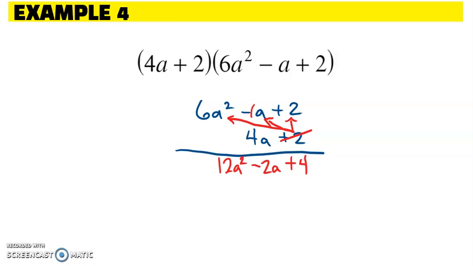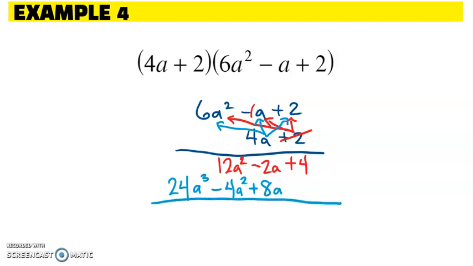Now we do it with 4a. 4a times 2, 2 times 4 is 8, times a, and it's positive because 4a and 2 are both positive. 4a times negative 1a. 4 times negative 1 is negative 4. a times a is a squared. And then 4a times 6a squared. 4 times 6 is 24. a times a squared is a cubed.